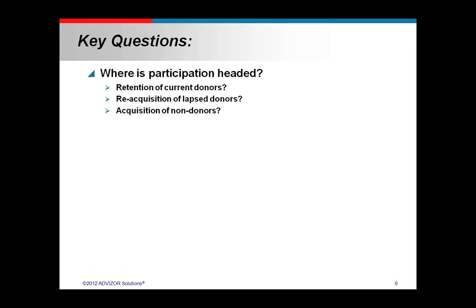There are a set of questions that are really relevant, and as we work across the market space here, we find, obviously, where is participation headed? Key question. And there are 3 subcomponents to that. Retention of the current donors, and in any customer marketing sales environment, the key is retaining your current customers. So that's really important and probably has the most leverage. Reacquiring those that have lapsed, and then acquiring non-donors. And so an effective program creates messaging in segments that deal with maximizing all 3 of these.